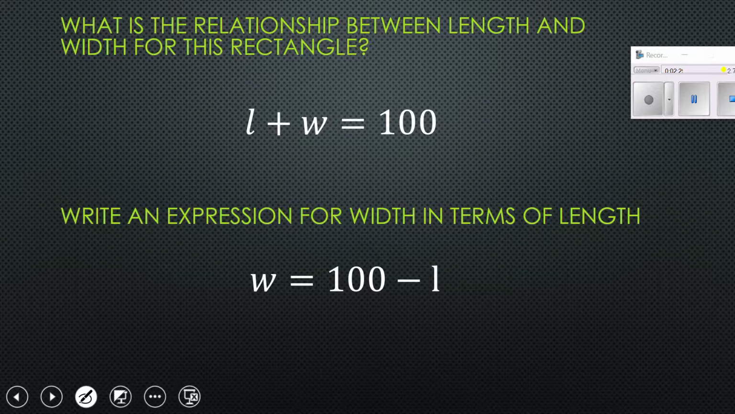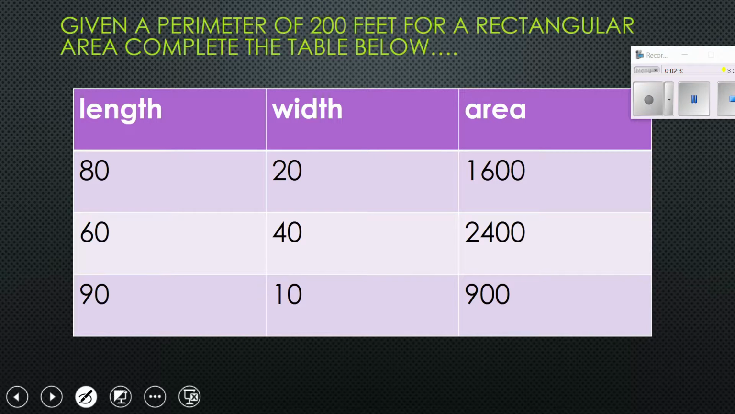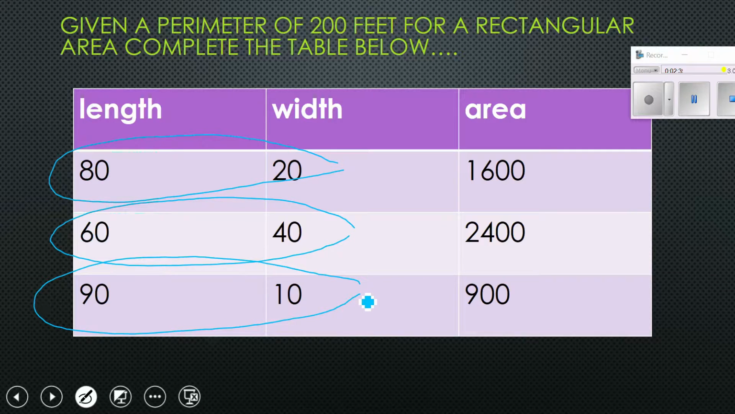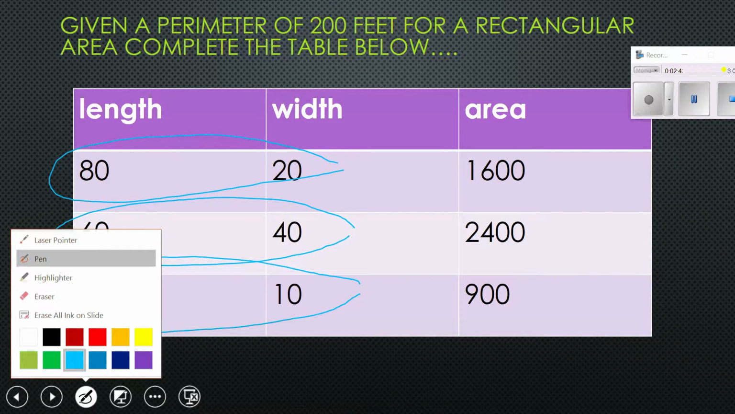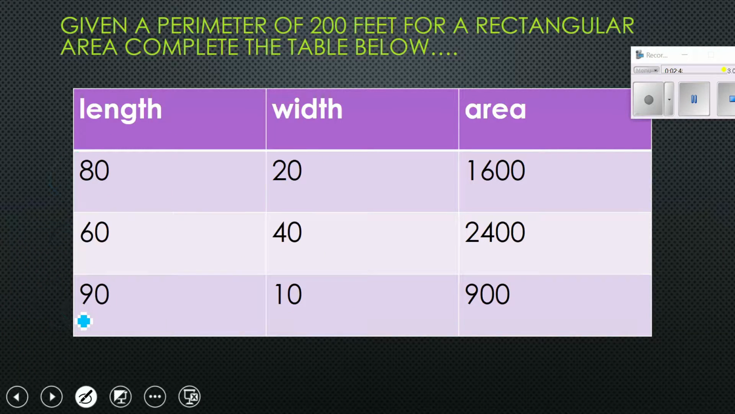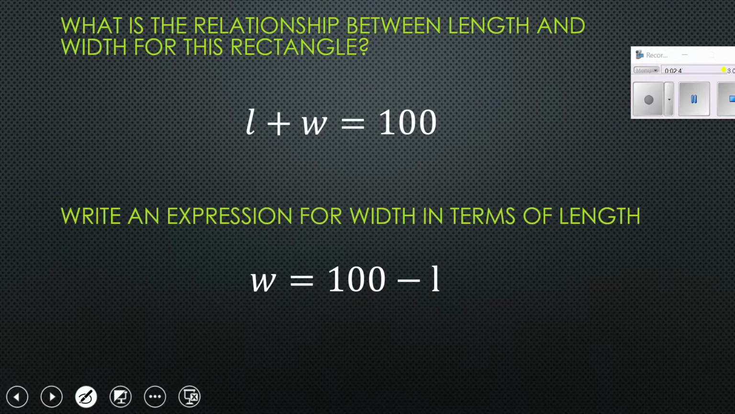So our next task as we look at this is, what is the relationship between the length and width for this rectangle? If we go back and look at our table, if we add up our length and width each time, what do we get? Well, we get 100, which is basically half the perimeter. And that makes sense because we're looking at half the perimeter for one length and one width. So if we add L plus W, we get 100 every time in this situation.